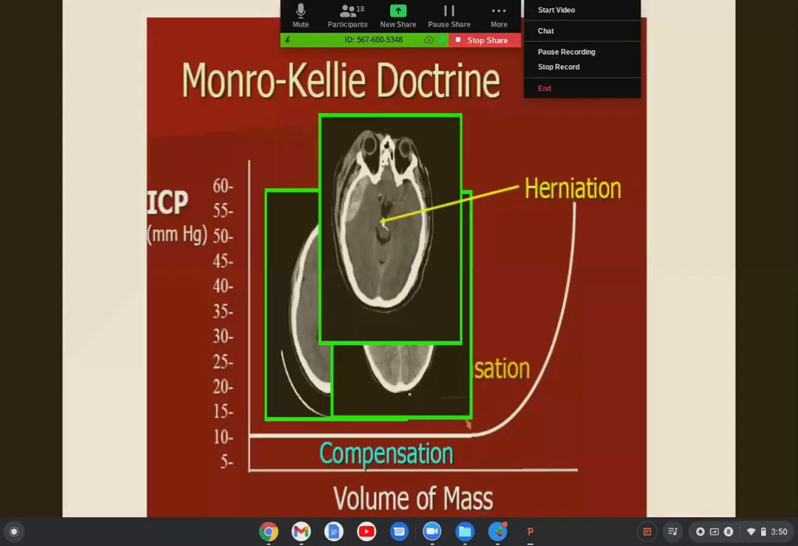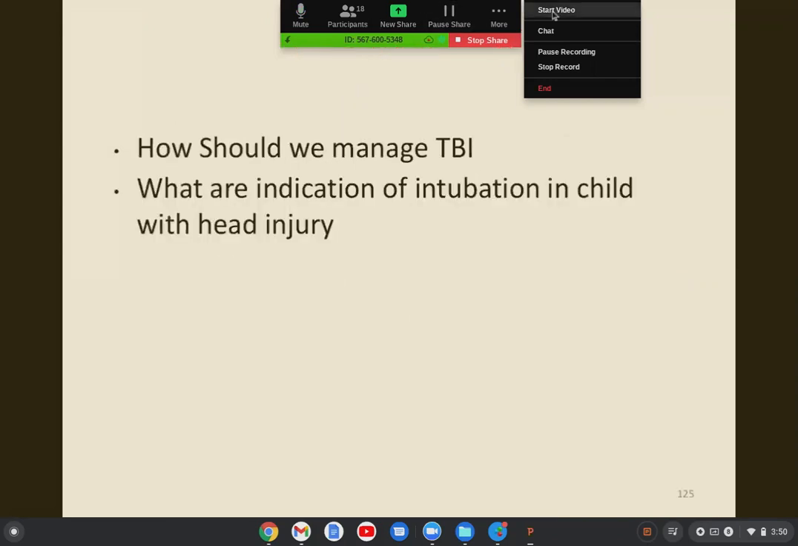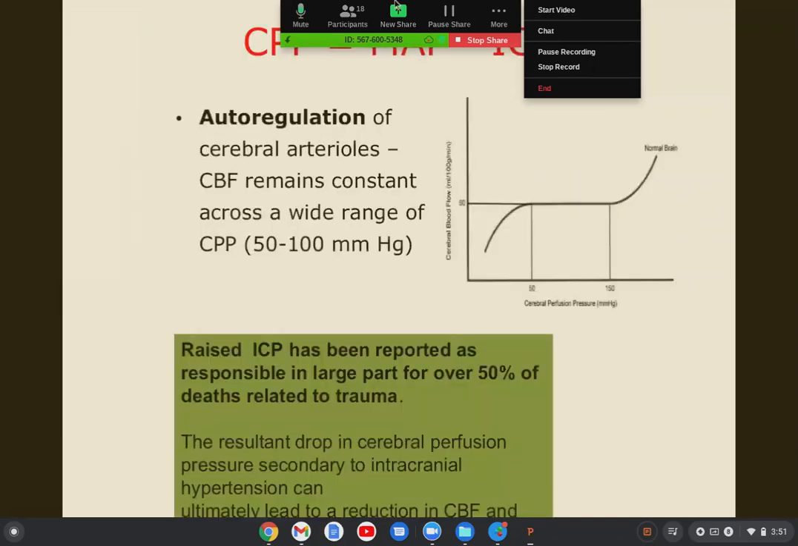Now, the concept of ICP is defined by the Monro-Kelly doctrine, as per which we understand that brain and skull with parenchyma, CSF, blood are enclosed in a closed cavity, the hard skull. If one component increases, it is going to exert more pressure, and whenever the pressure is there, there will be herniation. This herniation is going to affect pupils. This herniation is going to affect CPP. Now, cerebral perfusion pressure is associated as an auto-regulation mode.